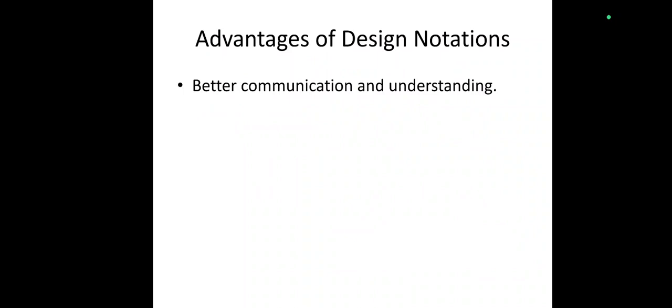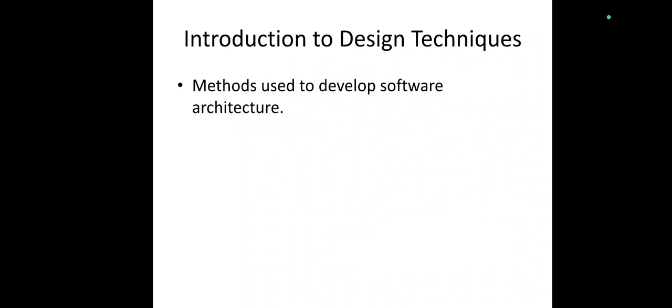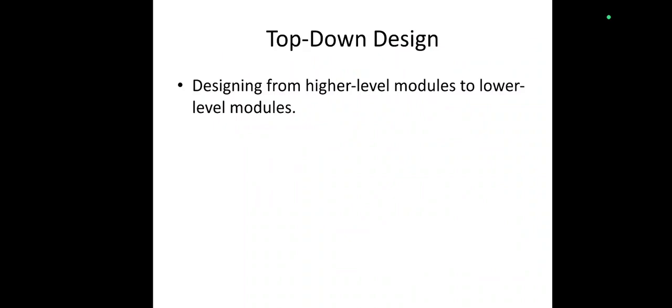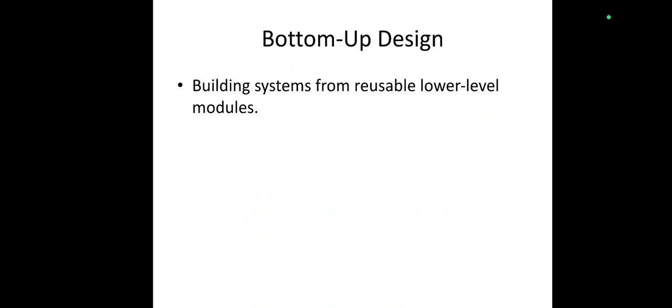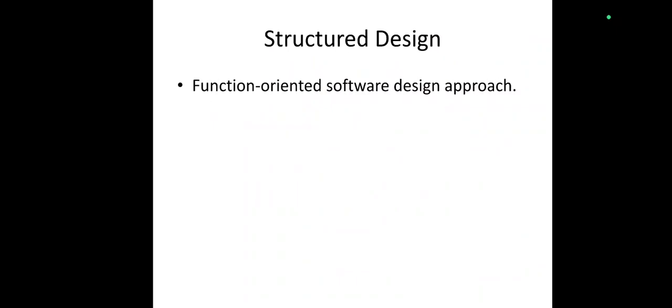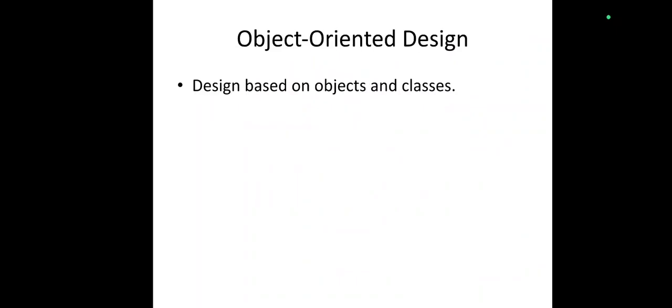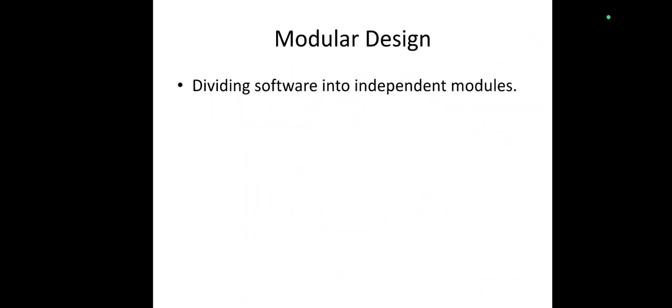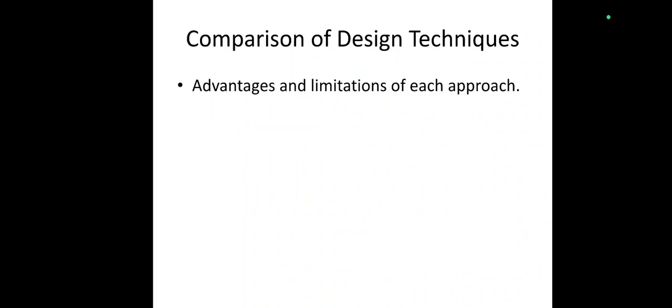Advantages of design notations: better communication and understanding. Introduction to design techniques. The methods used to develop software architecture. Top-down design: designing from higher level modules to lower level modules. Bottom-up design: building system from reusable lower level modules. Structured design: function oriented software design approach. Object oriented design: a design based on objects and classes. Modular design: dividing software into independent modules.